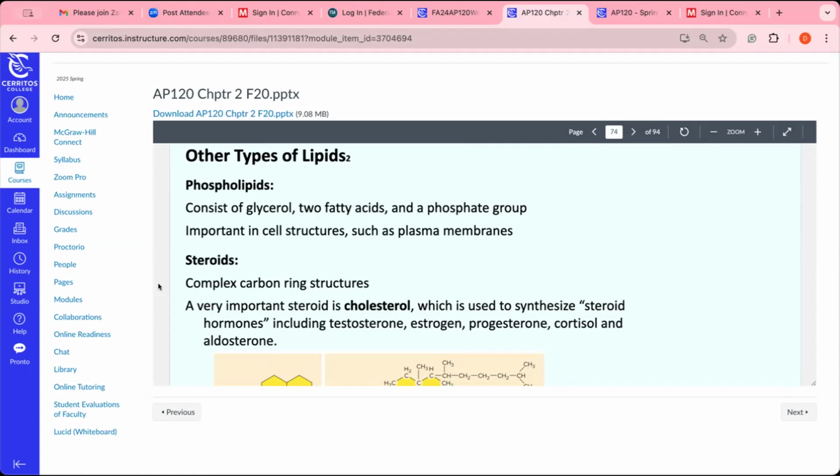Steroids. Okay, she hasn't told you much about steroids. I'm sure we'll get into that depending on where she's going with this, but that's where we are.